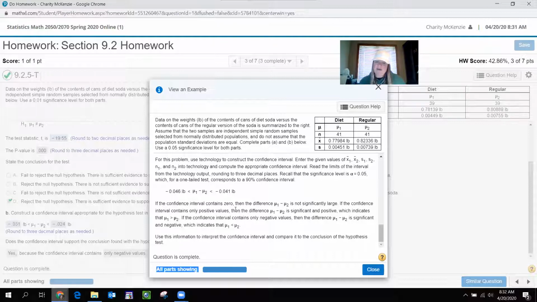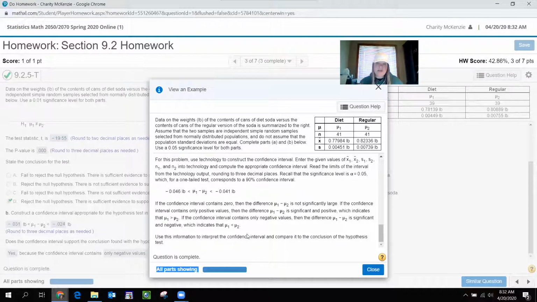If the confidence interval contains 0 with the means, now it was different with the proportions, with the means it means it's not significantly large. So if it contains 0, the means are very, very close together. If the confidence interval contains only positive values, then those means indicate that the first one's greater than the second. If the confidence interval only contains negative values, which is where we're at, then the first one would be less than the second.